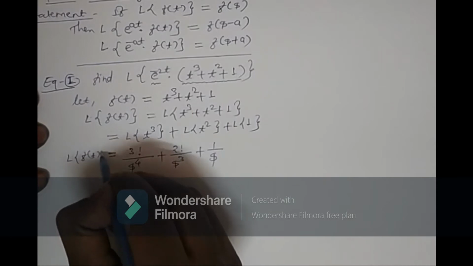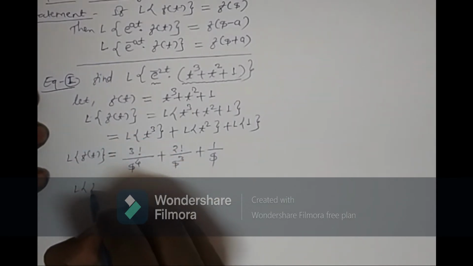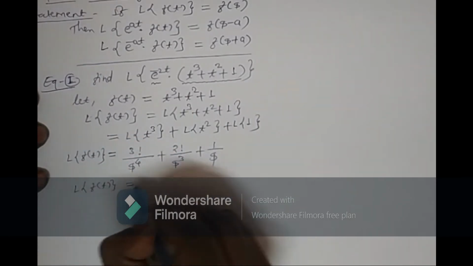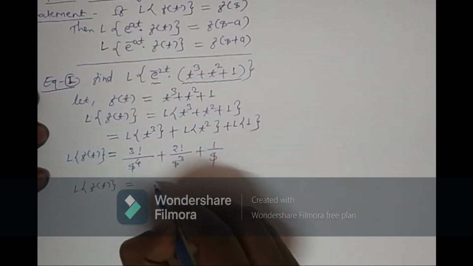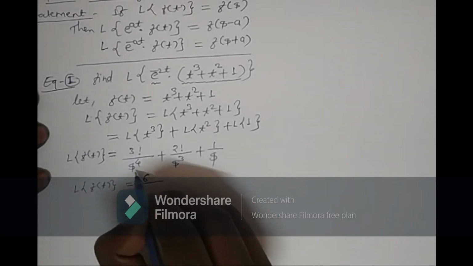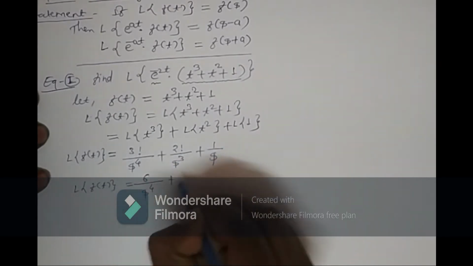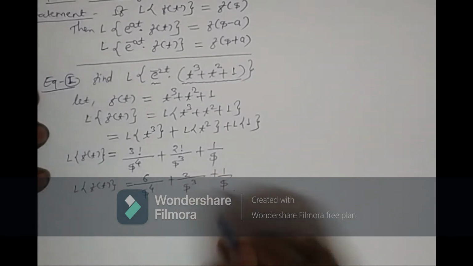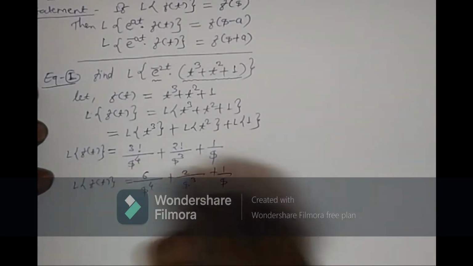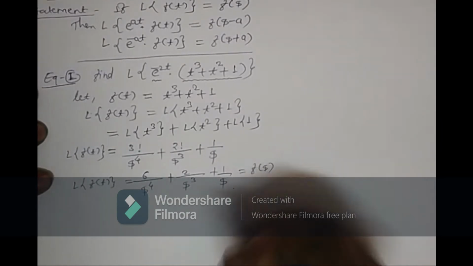So this is the Laplace transform of f of t, which is equal to what we have got here, that is F of s. Okay. What is 3 factorial? 3 factorial is 6 upon s raised to 4, plus 2 factorial is 2 upon s raised to 3, plus 1 upon s. Okay. So this is your F of s.